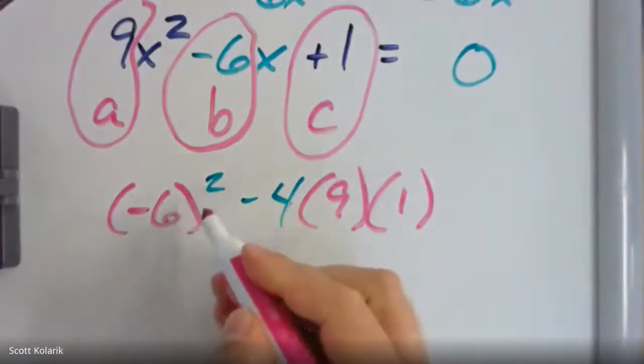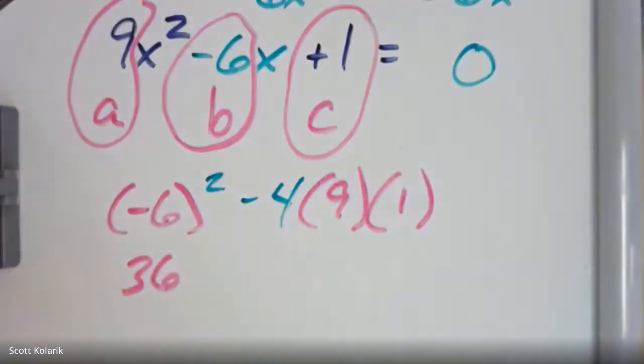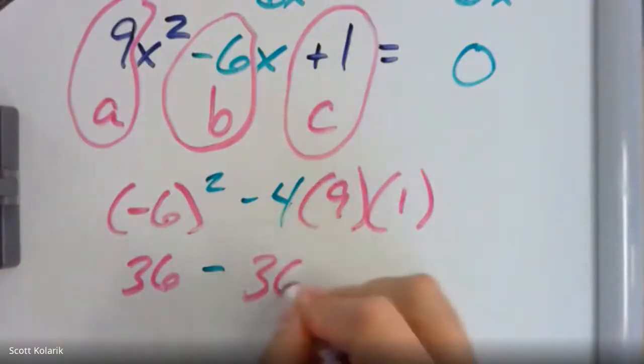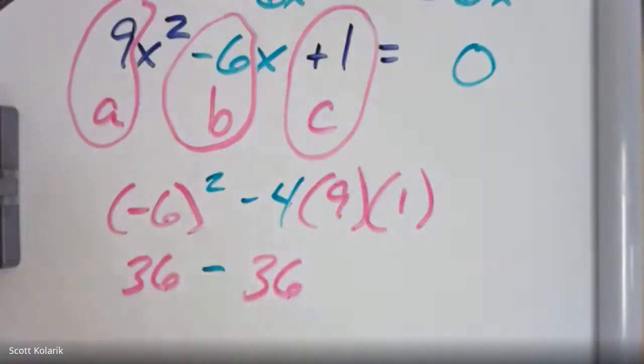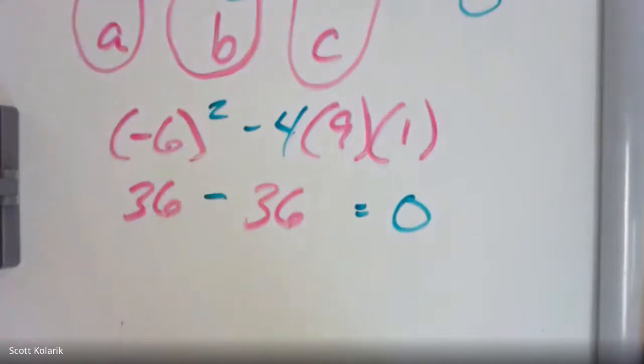Negative 6 squared is negative 6 times negative 6, or positive 36. I always take the time to write that minus sign. Now I do 4 times 9, which is 36. That 36 times 1 also gives me 36. Well, 36 minus 36 is going to give me 0. All right, so what? That's what popped out of the discriminant calculation.